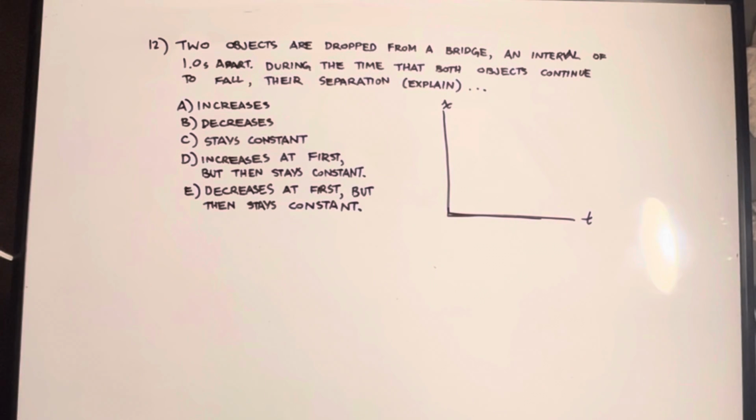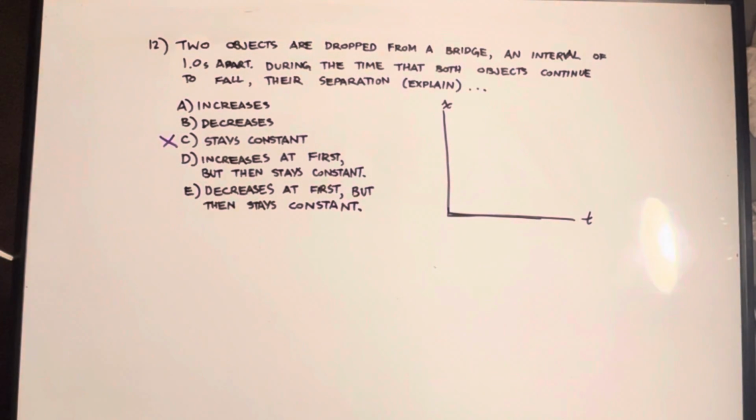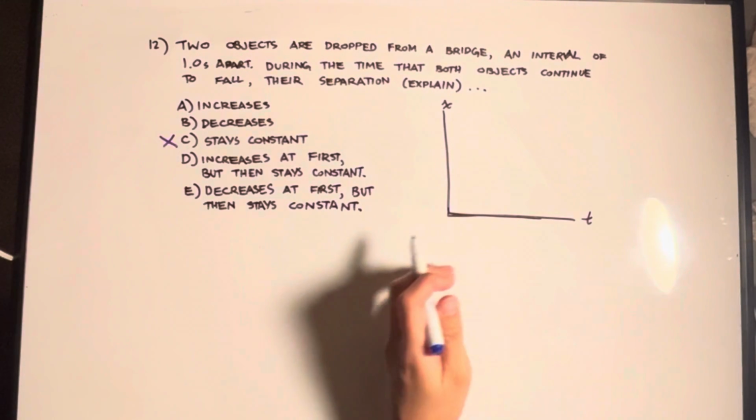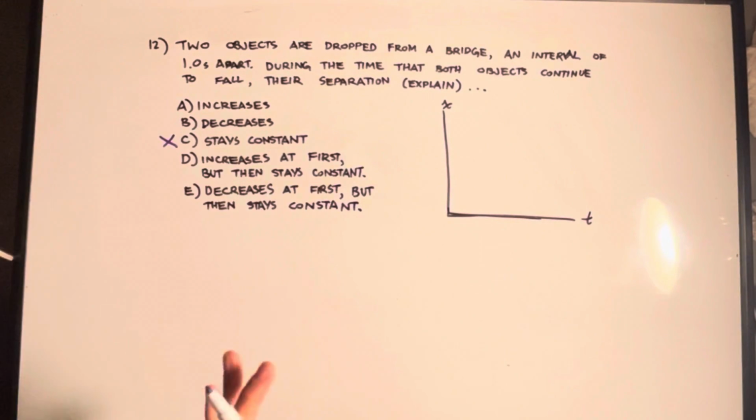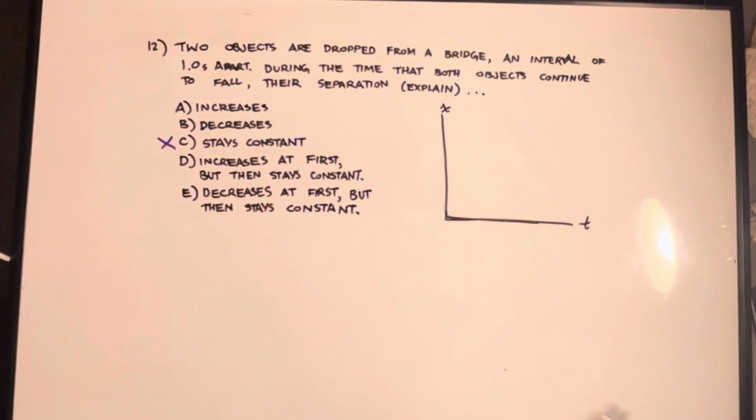Number 12. Two objects are dropped from a bridge an interval of 1 second apart. During the time that both objects continue to fall, their separation. Now my previous answer was C, which is incorrect. The best way to find this is to visualize this on a graph. So we know that when you drop something, it accelerates at 9.8 meters per second squared.